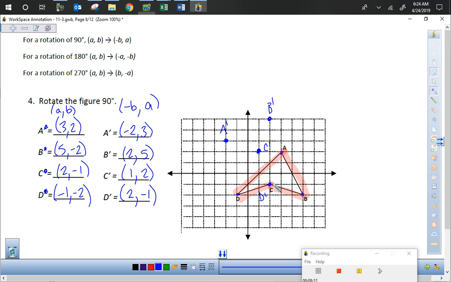Now when we connect these, because these are kind of reoriented here, we want to pay attention to the way they were originally connected in our first picture, the pre-image. So A went to B, so we'll connect A to B in ours. Then B went to C, so we'll follow that. C goes to D. And finally, D went back to A. And there is our rotated image 90 degrees. Okay, go ahead and highlight that in a second color.